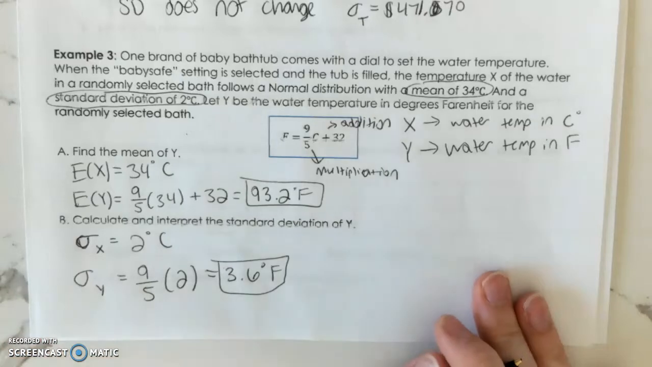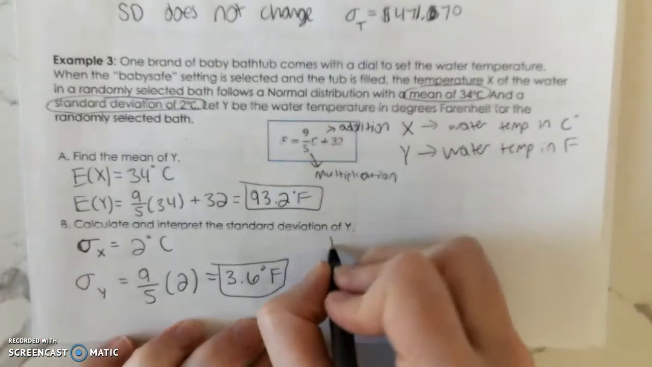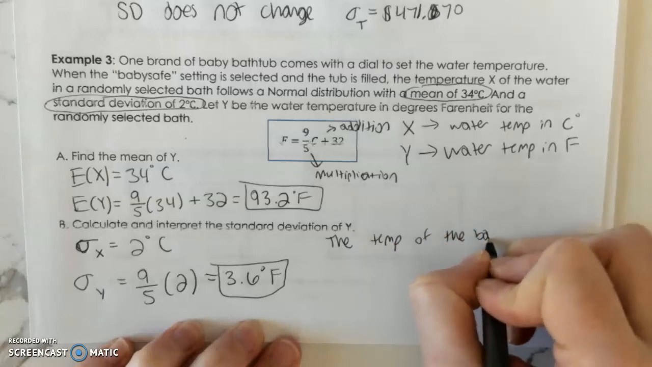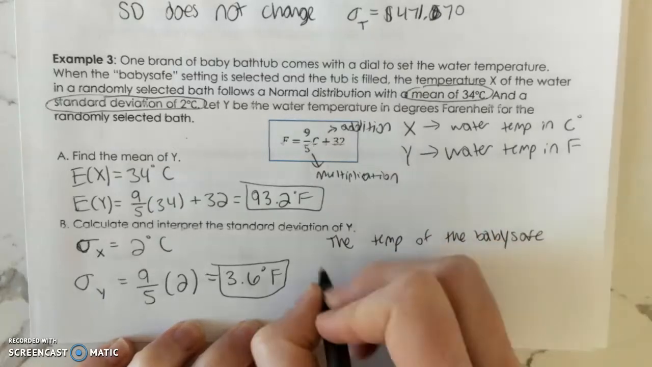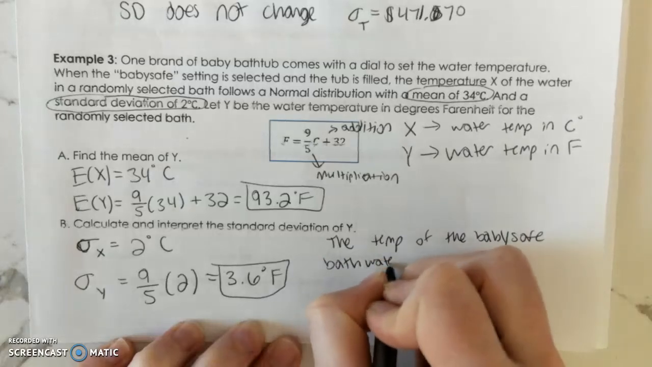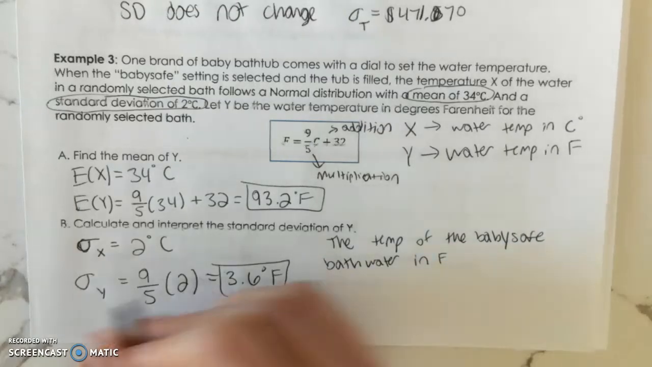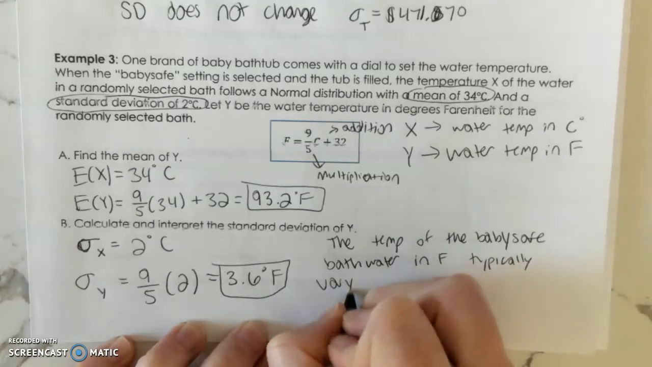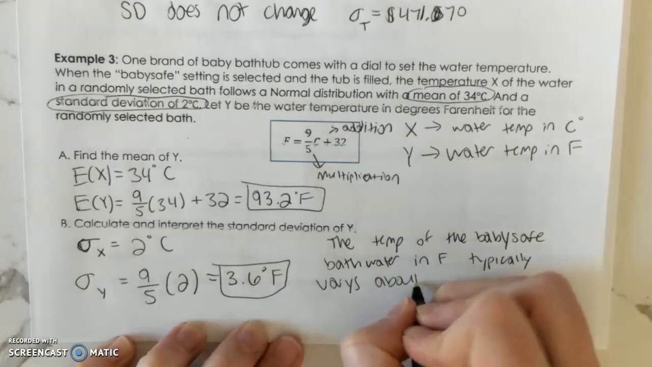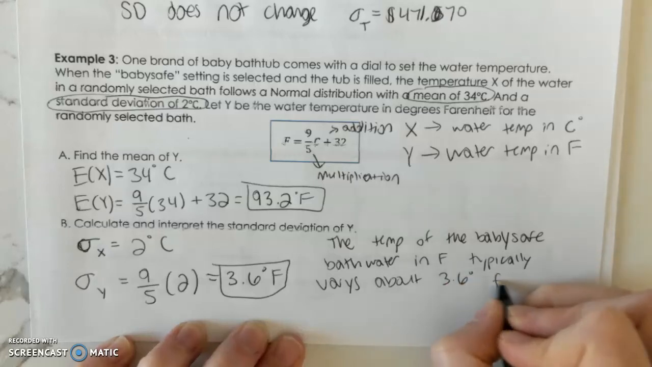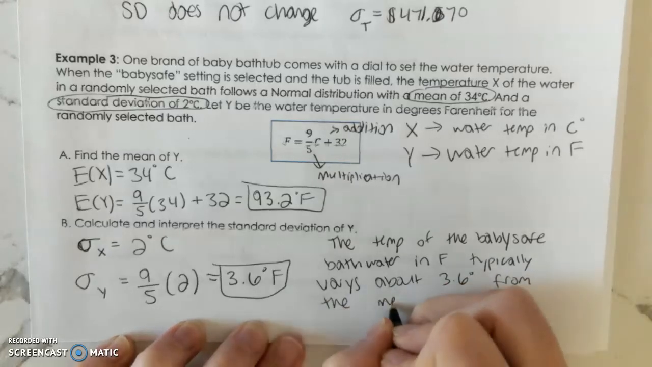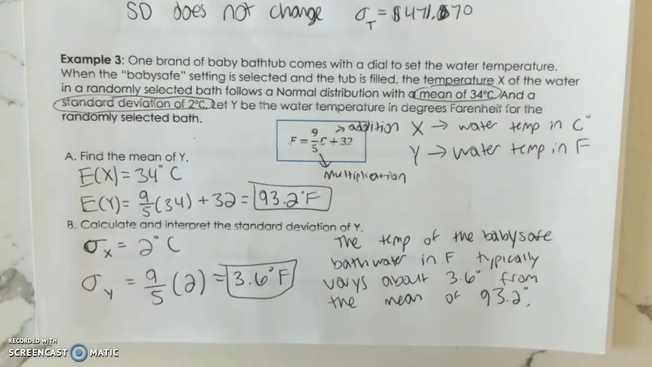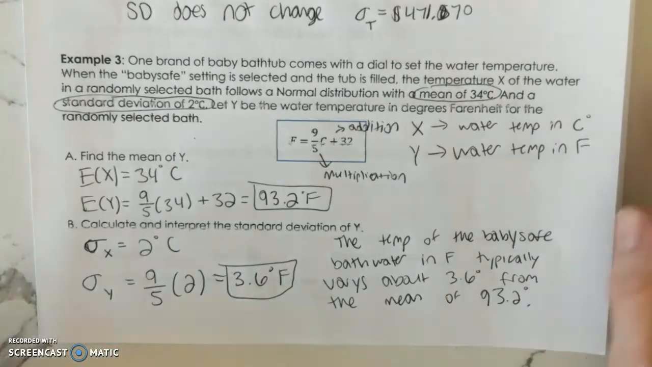It also says to interpret the standard deviation of y. So we're going to say the temperature of the baby safe bathwater in Fahrenheit, right? Because that's what y is. Typically varies about 3.6 degrees from the mean of 93.2 degrees. Remember, standard deviation is typical variation, right?